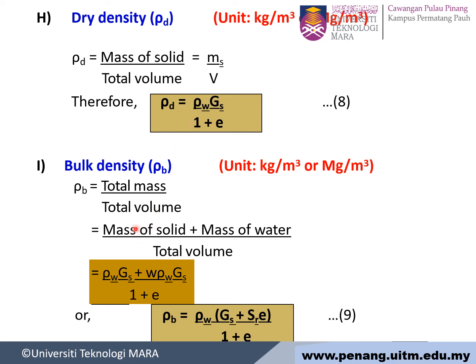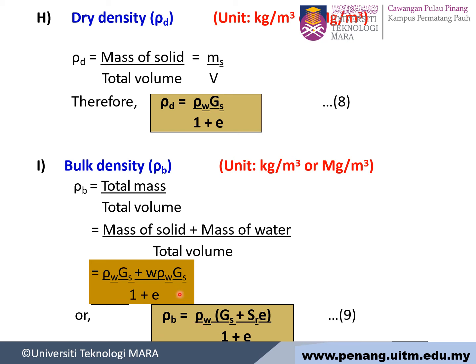How about the bulk density? Bulk density means the total mass, including mass of solid and water, because the mass of air is equal to 0. So we do not consider the mass of air. So rho bulk is equal to mass of solid plus mass of water, divided by total volume. So mass of solid is rho water Gs, plus mass of water is water content times rho water Gs, over 1 plus e.